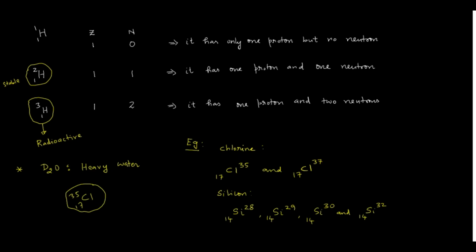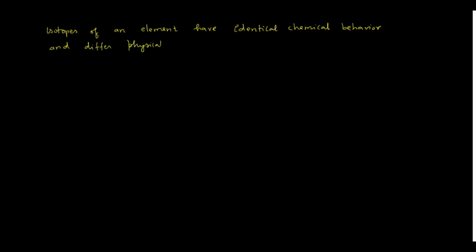Okay, so the conclusion is isotopes of an element have identical chemical behavior, and differ physically only in mass. So this is a key point.